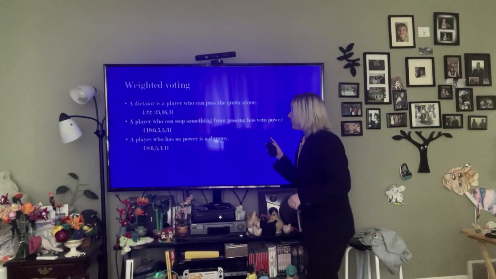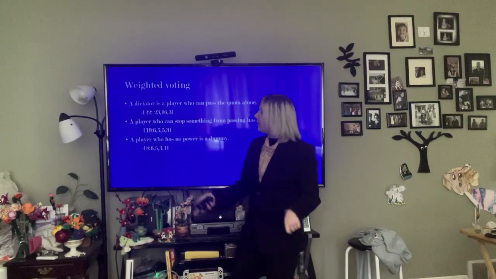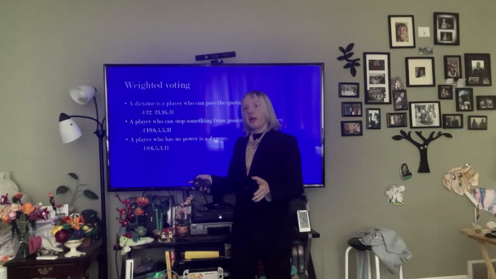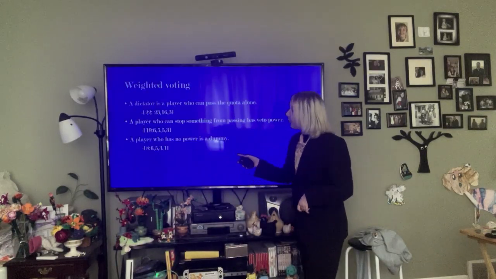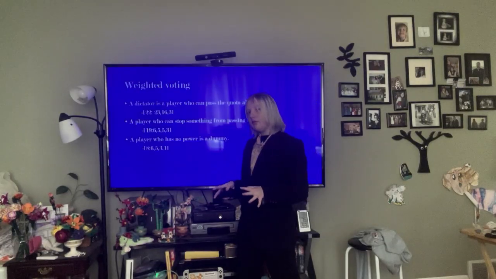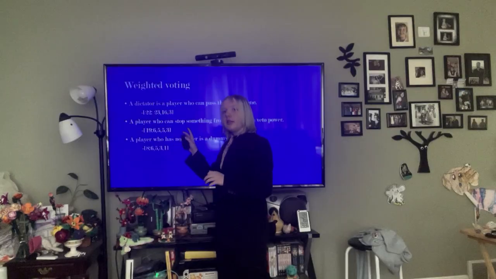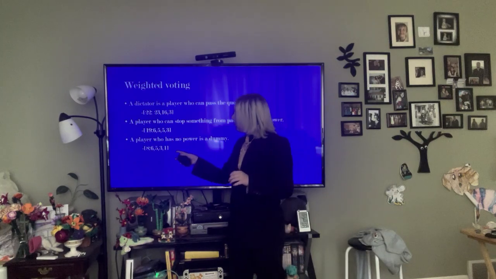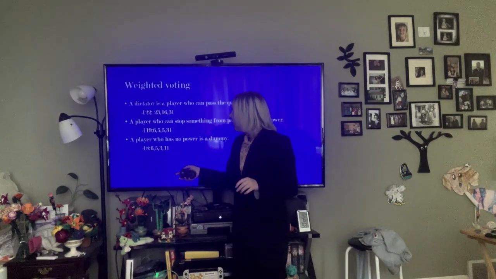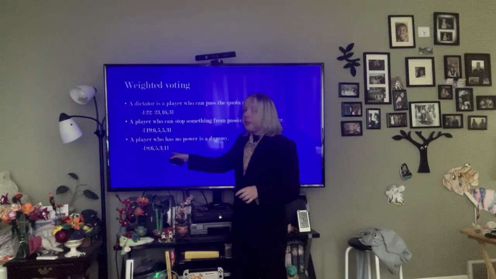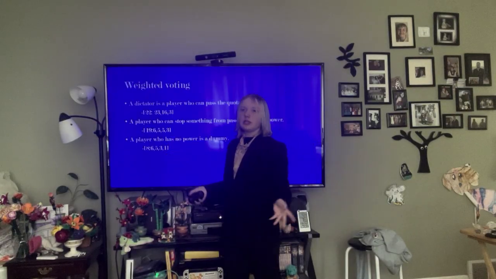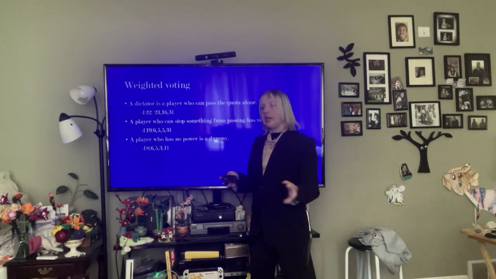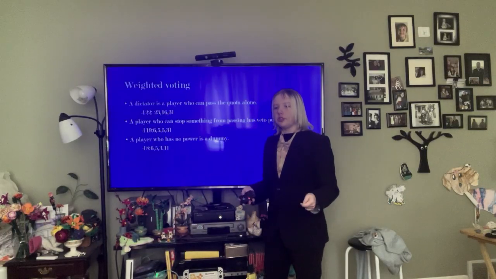A player who can stop something from passing has veto power. In this example, we can see all players have veto power because all players are required to vote yes to pass the quota. Lastly, a player who has no power is a dummy. It's important to note here that if the total amount of weight is equal to the quota, then it still passes. So, here we can see poor player 4 is a dummy because no matter who it joins, it will not make any difference. It could join any group or leave any group and nothing would change.